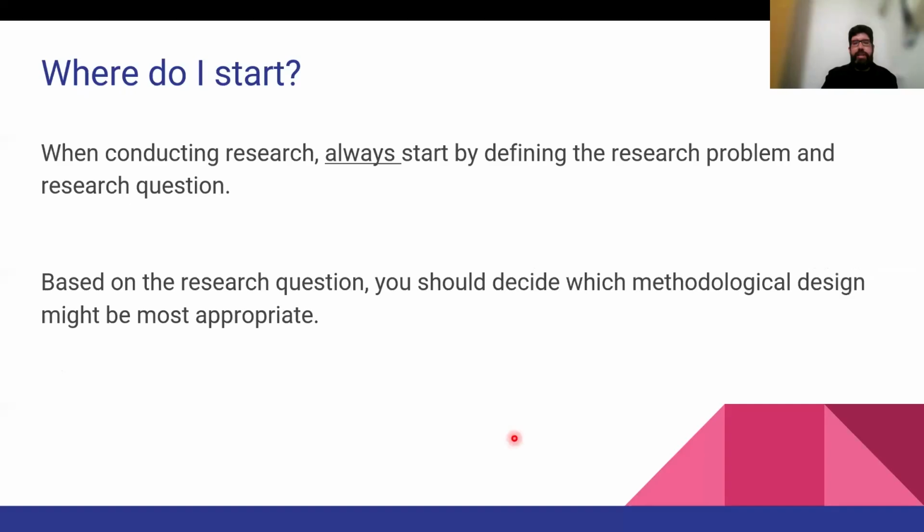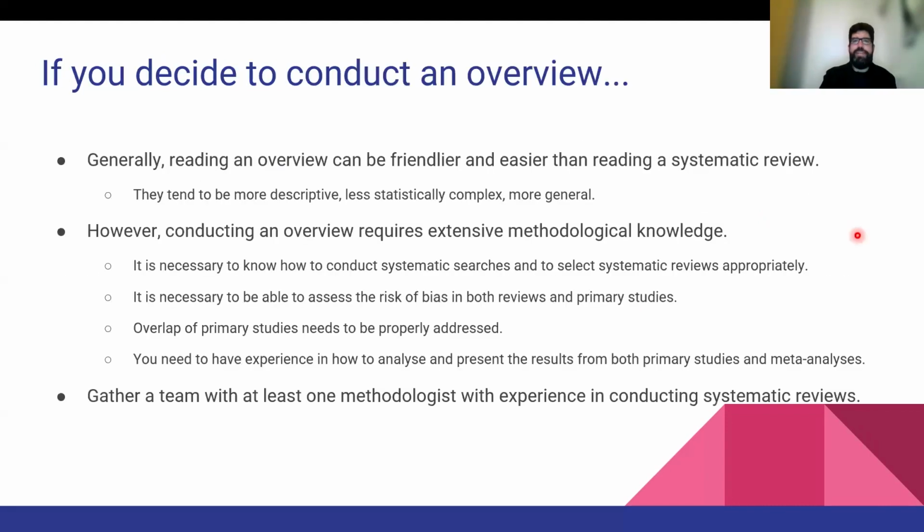So where do I start when I want to make an overview? First, defining the research problem, obviously, and the research question. And then you should decide which methodological design might be most appropriate. Generally, an overview can be a lot more friendly and easy to read than a systematic review, because they tend to be more descriptive, less statistically complex, more general. But that's for the reader.